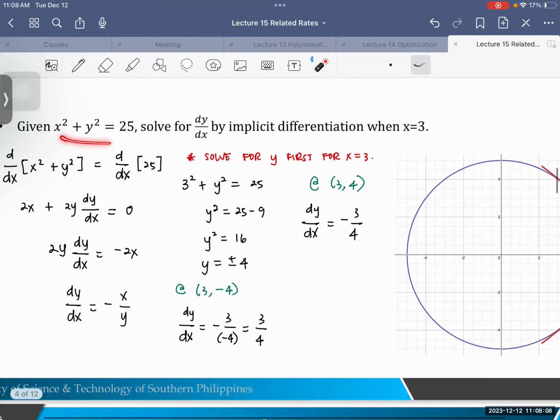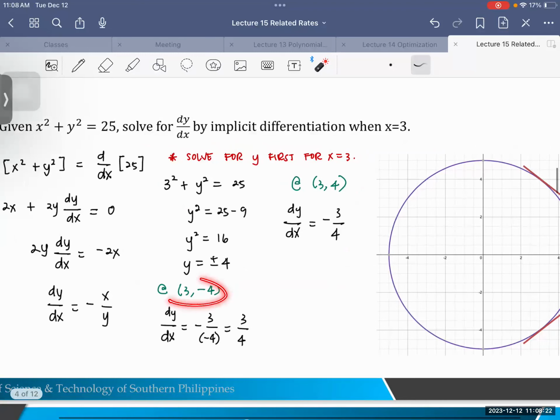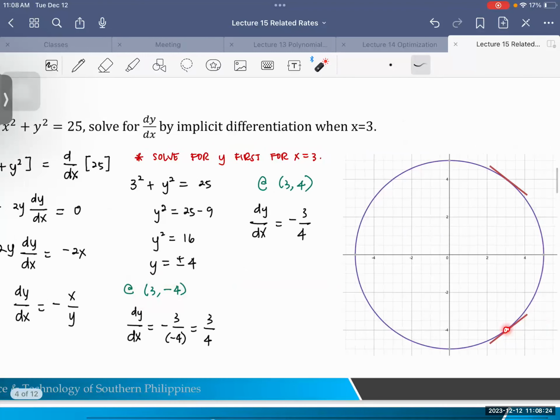Ato siyang substitute dire. So you will have 3 squared plus y squared is equal to 25, you will get y squared is equal to 16. So, the square root of 16 is plus or minus 4. Okay? So, you will have 2 points. One is 3, negative 4, kani? And the other is 3, 4. Okay. What is the quantity na dy over dx, the slope?